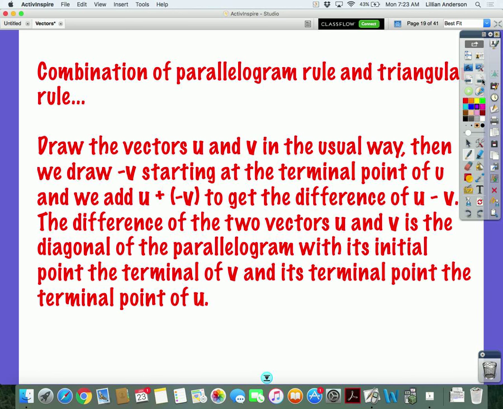Now, a combination of the parallelogram rule and the triangular rule deals with vector subtraction. So it says to draw the vectors, vector u and vector v, in the usual way. The usual way meaning the parallelogram method, being that it deals with standard position. Then we draw negative vector v starting from the terminal point of u, and we add u plus the negative of v to get the difference of vector u minus vector v. Now the difference of the two vectors, u and v, is the diagonal of the parallelogram with initial point the terminal point of v, and terminal point the terminal point of u.